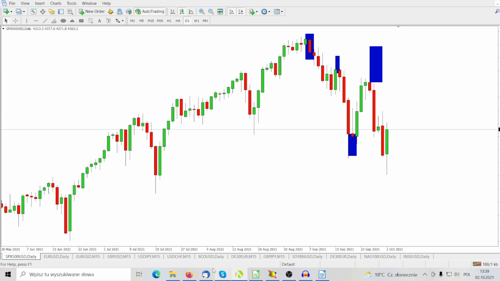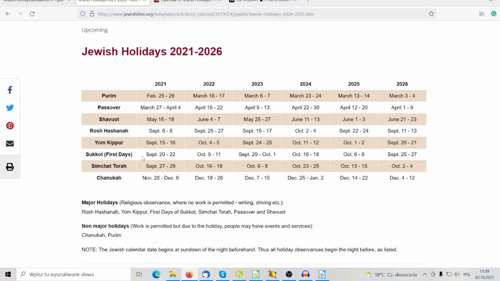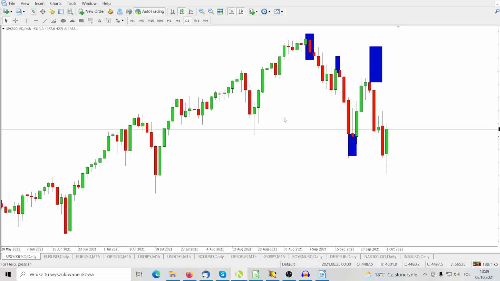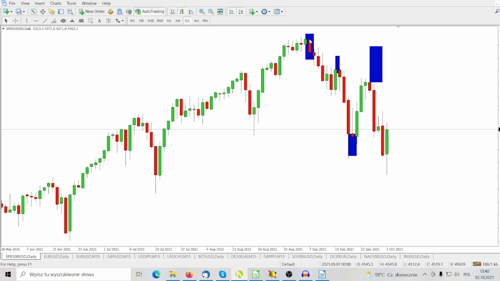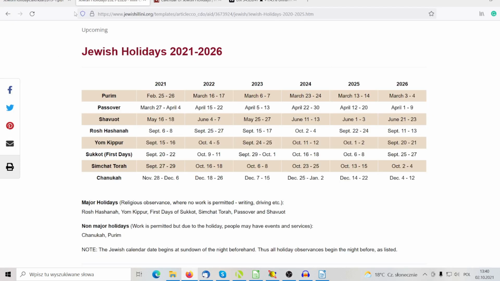This one. The previous holiday was September 22nd, which has been marked over here. Another one, this one, is on September 15th, 16th. And last but not least, over here, this is the Jewish holiday which was on September 6th to 8th, Rosh Hashanah, another holiday. September is full of Jewish holidays.